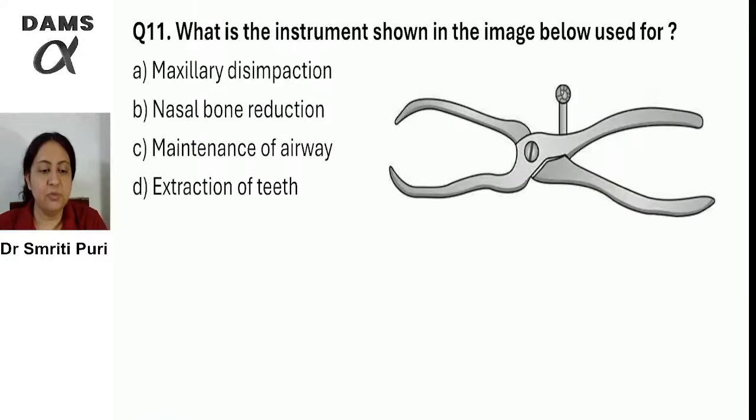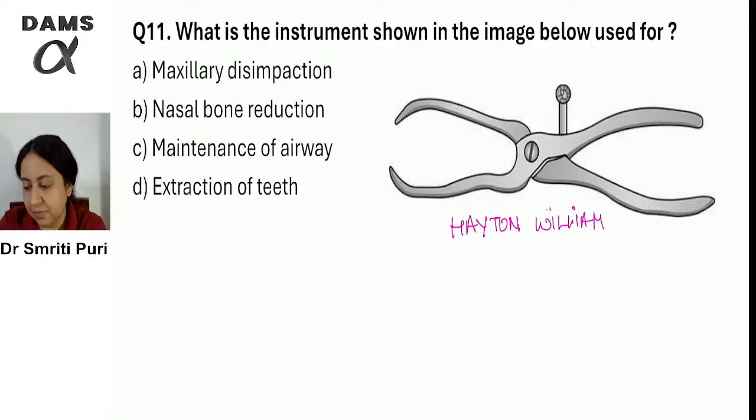Coming to question 11. What is the name of the instrument shown below and what is the use? I'll also tell you the name. The question here just asks the use of the instrument. A. Maxillary disimpaction. B. Nasal bone reduction. C. Maintenance of airway. And D. Extraction of teeth. So this instrument is, please note down and take a screenshot, Hayton-William maxillary disimpaction forceps.